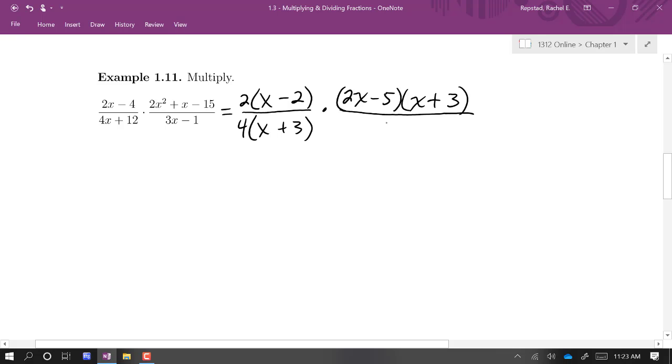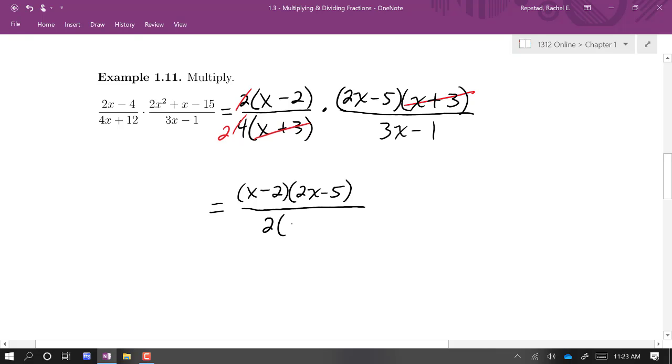In the bottom, 3x minus 1, that's already factored. It's a linear factor, so let's leave it like that. Now everything's factored. We're just going to whip into a frenzy of canceling whatever will cancel, which is not a whole lot in this case. The x plus 3's will go. 2 will cancel with the 4, right? 2 goes into 4 twice. And then we see what we're left with. Up top, we've got a factor of x minus 2 and a factor of 2x minus 5. In the bottom, we have a factor of 2 and 3x minus 1.